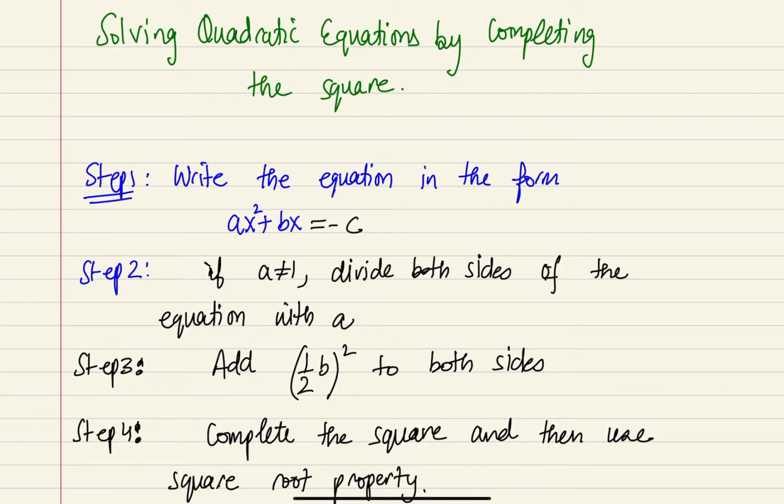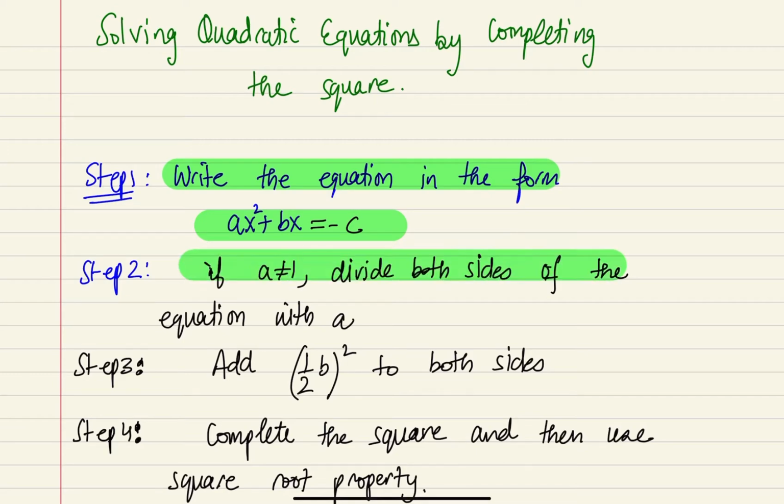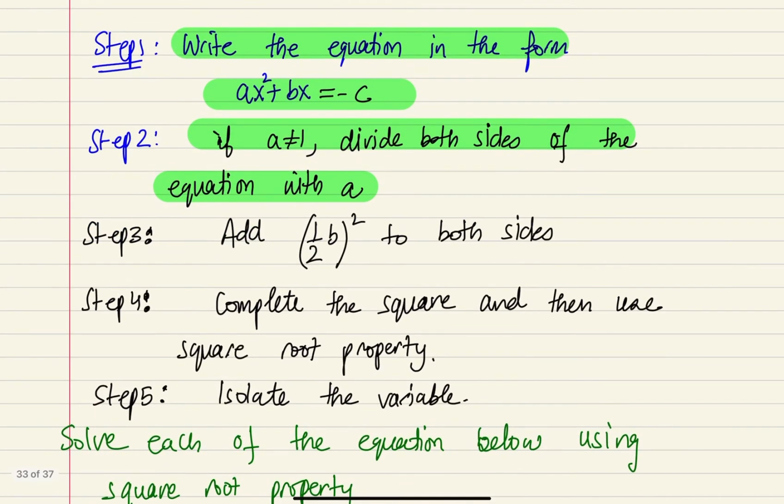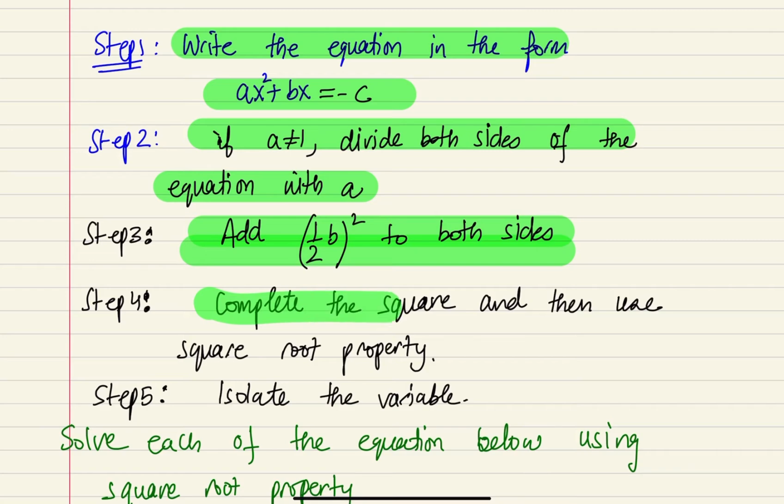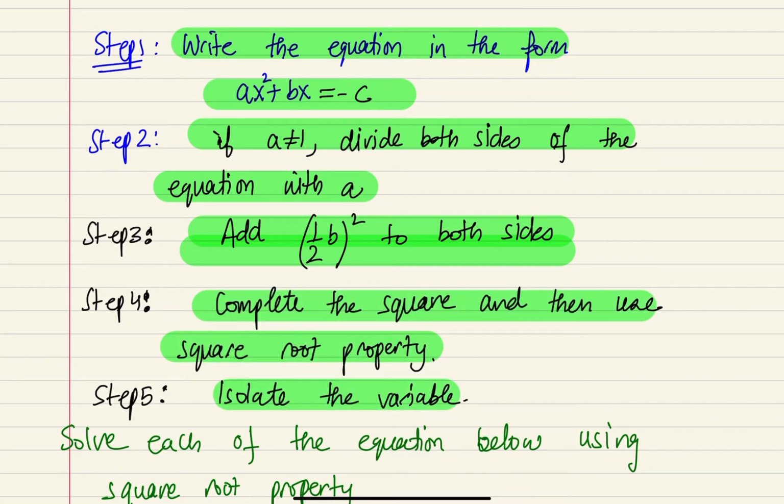square method. So the first step would be to write the equation in the form ax squared plus bx equals negative c. We want to take the constant term to the other side. If a is not equal to 1, which means the leading term is not 1, we want to divide everything on both sides by that a to make the leading term 1. Then we add half of b, quantity squared, to both sides of the equation, complete the square, and then use the square root property to isolate the variable.